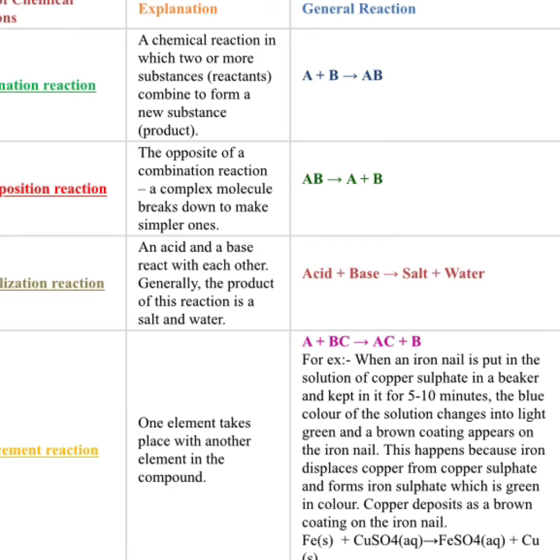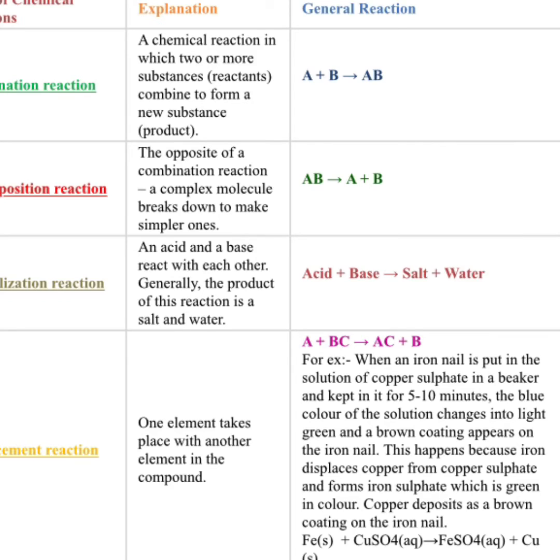You'll study about reactivity series in class 8th. Iron is more reactive than copper. It displaces copper from copper sulfate and forms iron sulfate, which is green in color. Copper deposits as a brown coating on the iron nail.